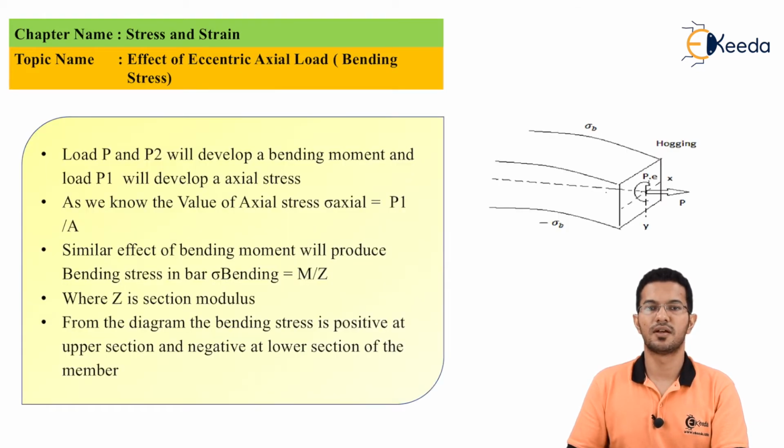We can see from the figure that loads P and P2 generate a couple which tries to bend the member along its length, and load P1 acts axially. So, an eccentric axial load creates an axial loading and a bending moment. As we see from the figure, due to the eccentric axial load there is hogging in the member, which creates normal stresses and bending stresses in the member.